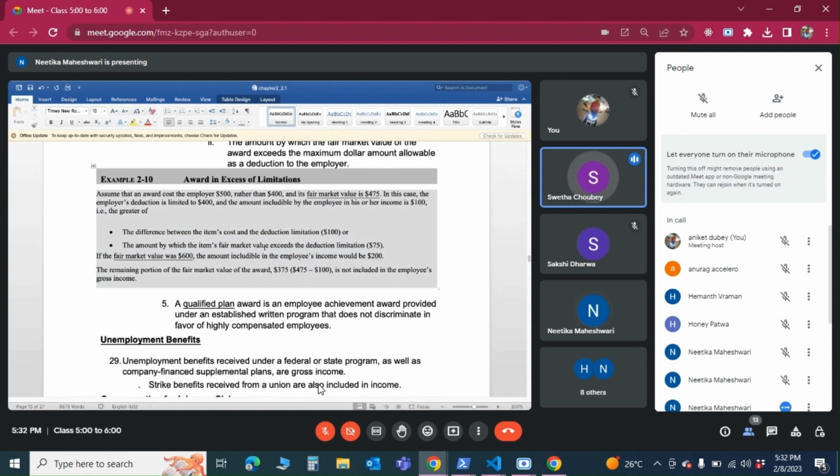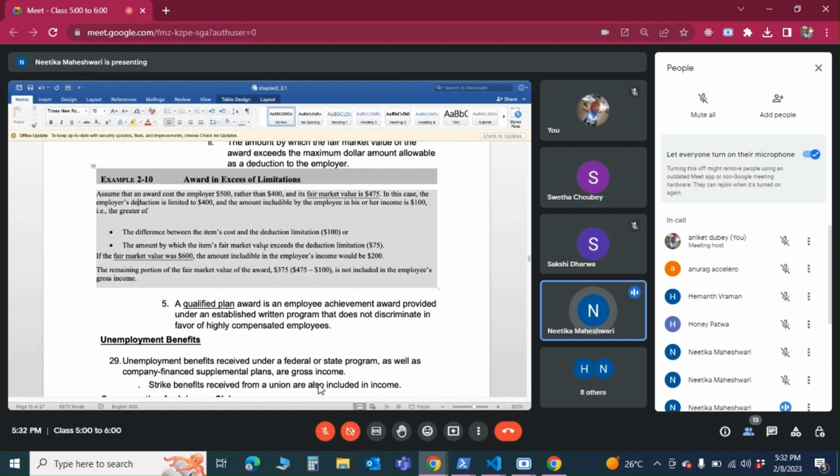If the fair market value was $600, the amount includable in the employee's income would be $200. The remaining portion of the fair market value of the award, $375, which is $475 minus $100, is not includable in the employee's gross income.